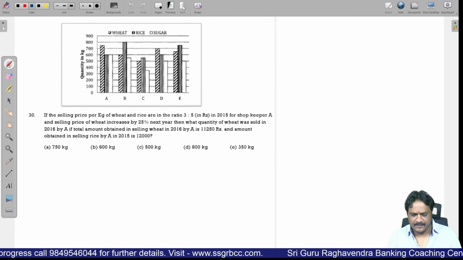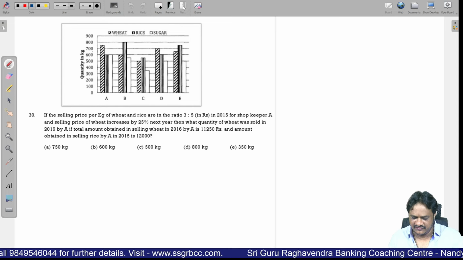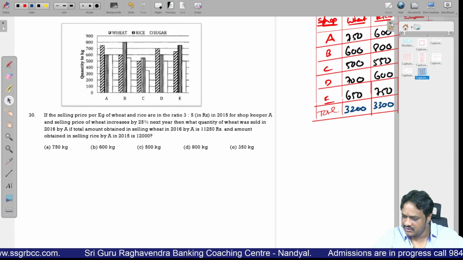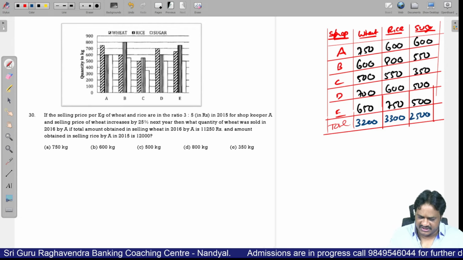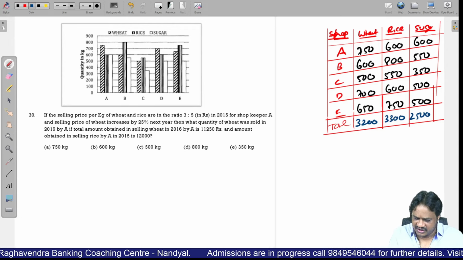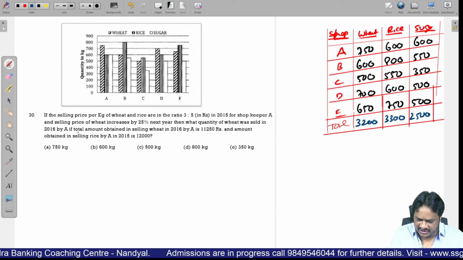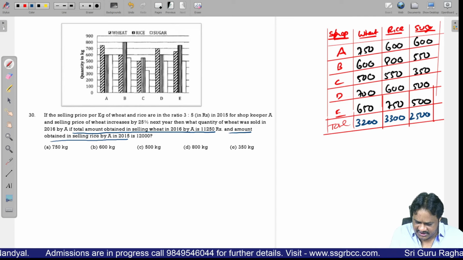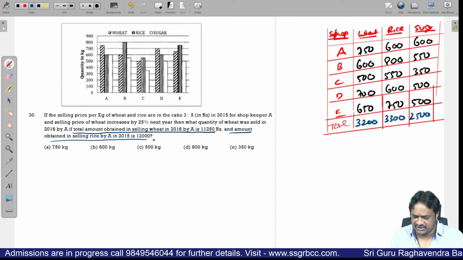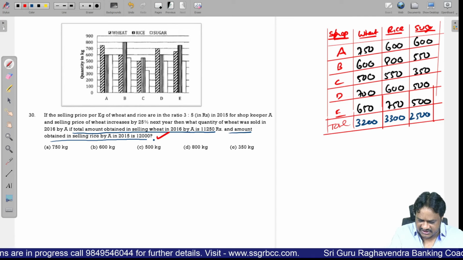Next question. If the selling price per kg of wheat and rice are in the ratio of 3:5 in 2015 for shopkeeper A, and the selling price of wheat is increasing by 25% next year, then what is the quantity of wheat sold in 2016 by A, if the total amount obtained by selling wheat by A is 11,250 and the amount obtained by selling A rice in 2015 is 12,000. Let us take first this one.